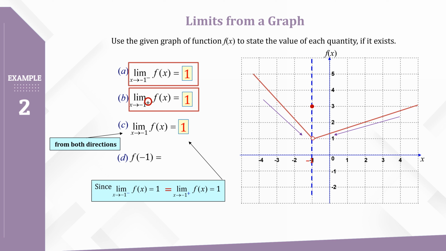For the last question, we need to find the defined value of y function when x equals -1. We can see the solid point at x equals -1. So the answer is 3.